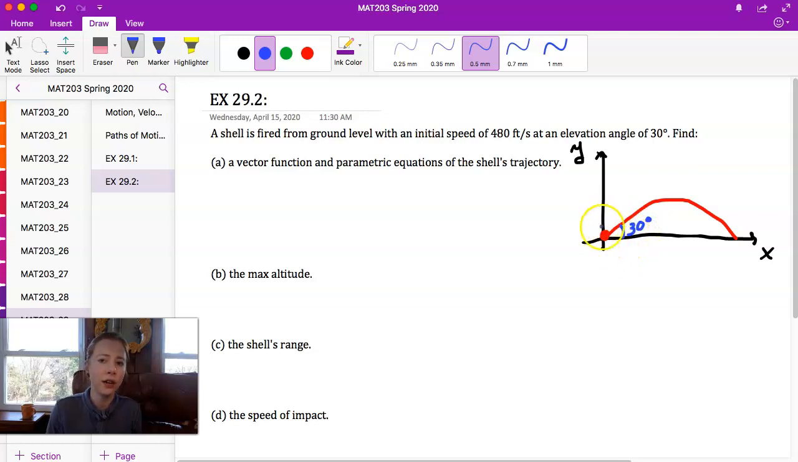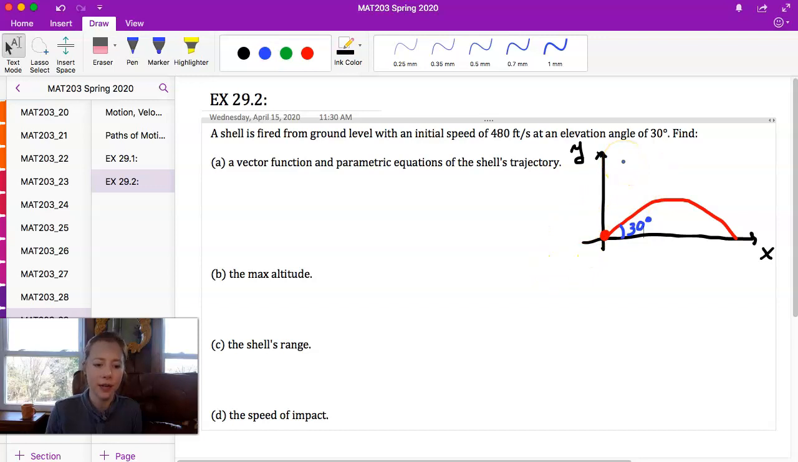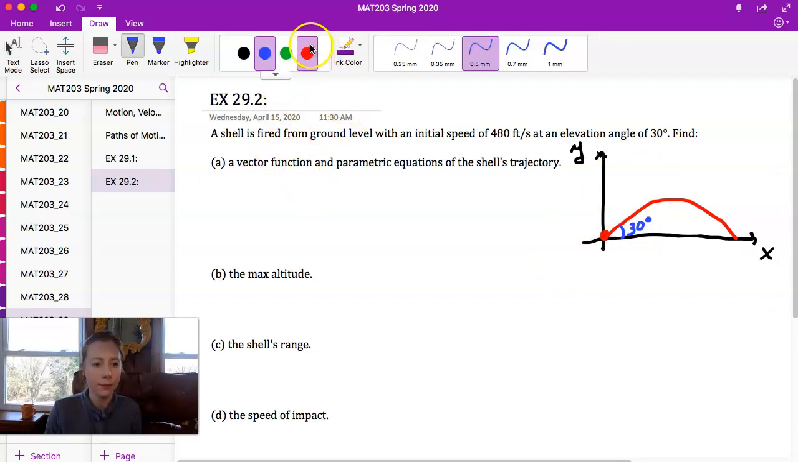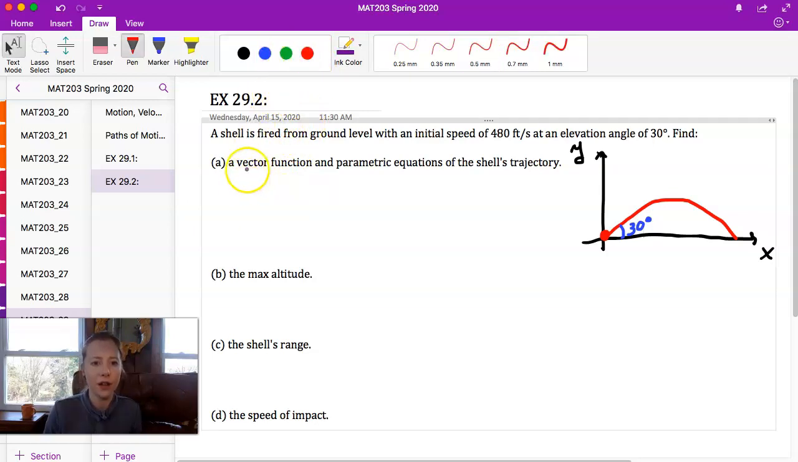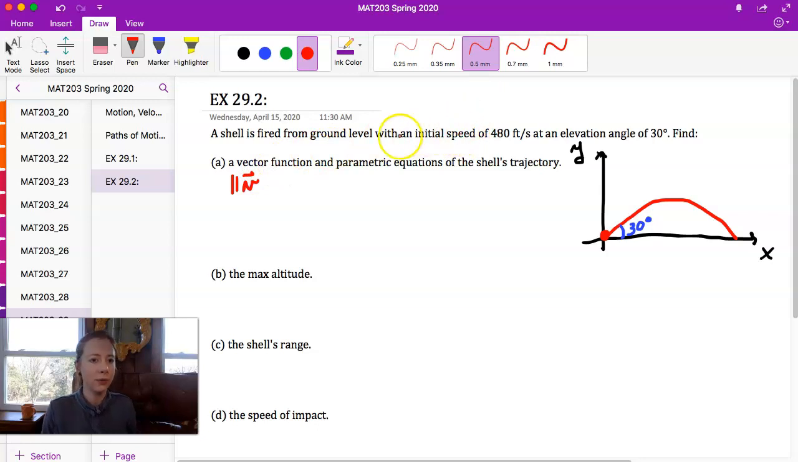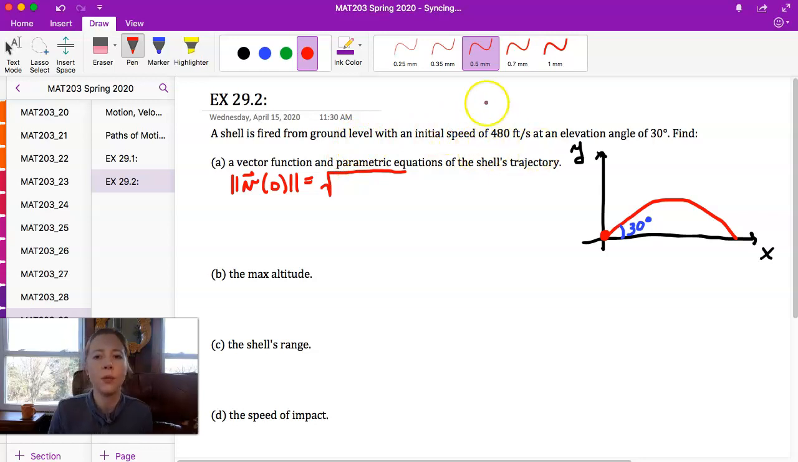That's that elevation angle there, and we know what the initial speed is. So we're given the initial speed, and speed is the magnitude of velocity. So we know the magnitude of velocity, and this is initial, so this would be at time 0. And that is equal to, so we're just dealing with x and y here. We're only working in 2 dimensions.